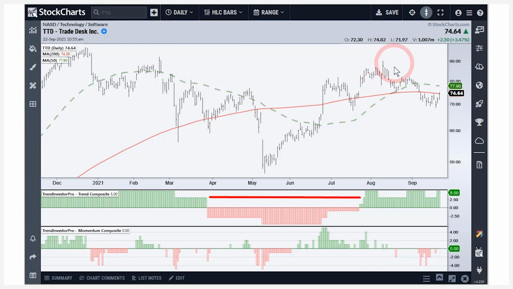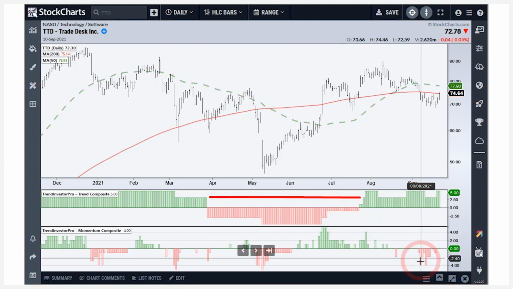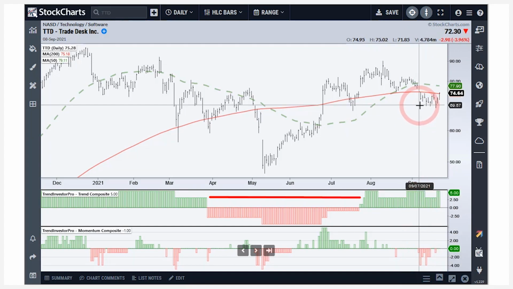And there are 2 ways to identify a pullback. One is with a chart pattern, and the other is with an indicator. And this is the Momentum Composite, and I'll put the cursor back on here. So we can see here that the Momentum Composite gets to -4 there on the 8th of September, and prices in the low 70s.